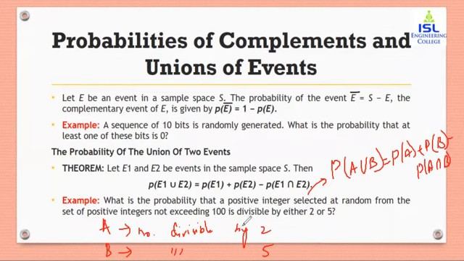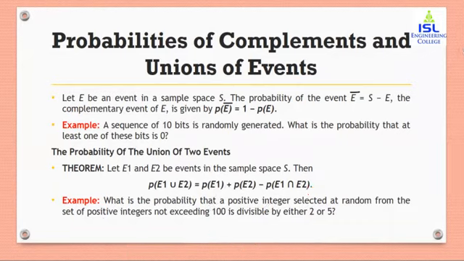How many numbers in total are there? 100. How many will be divisible by 2? So 100 by 2, we get a total of 50 numbers. Let me just write it over here. Out of the first 100 numbers, how many are divisible by 2? There are 50 numbers. So 50 by 100 is P of A.